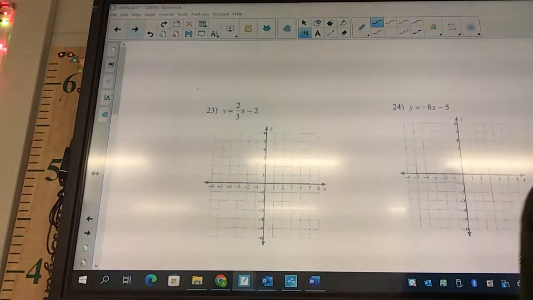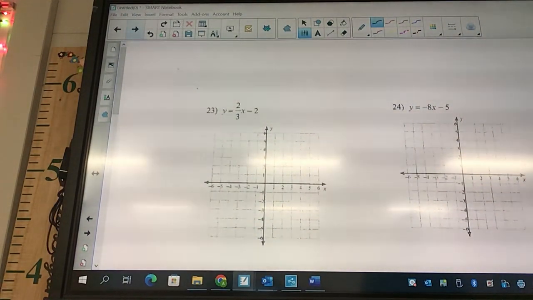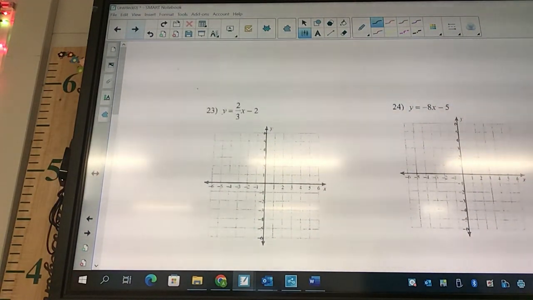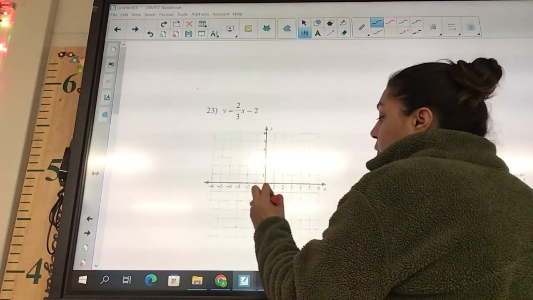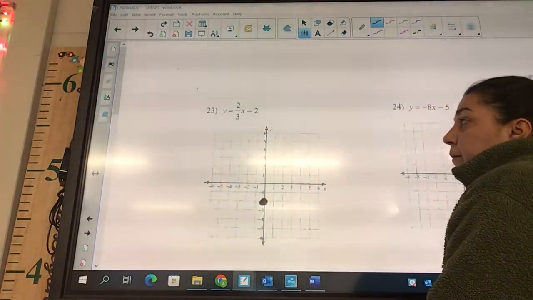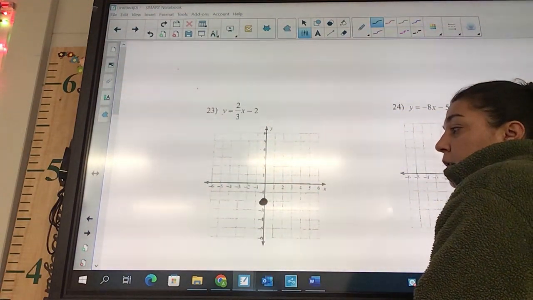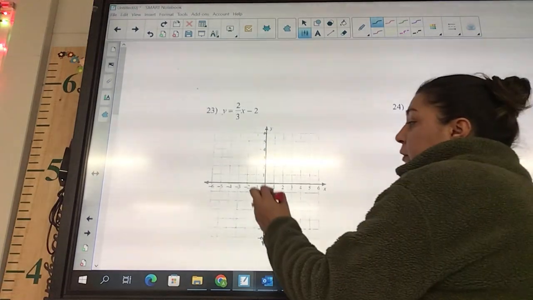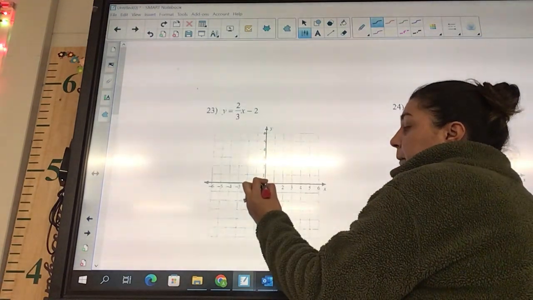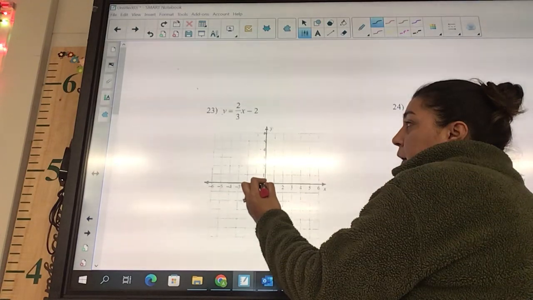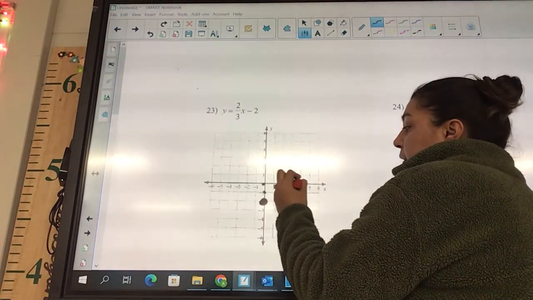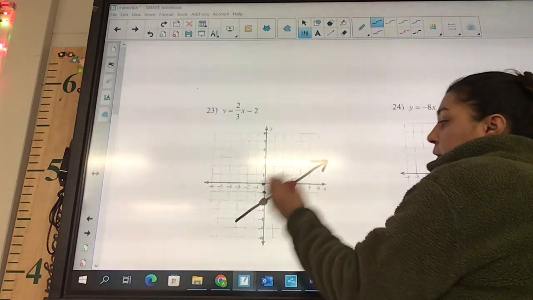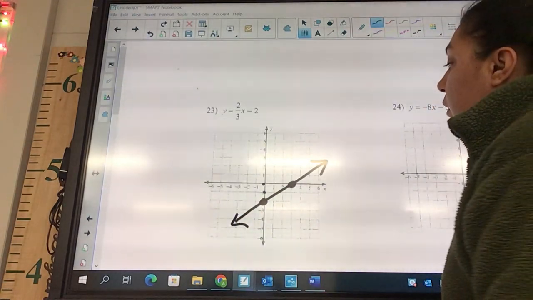Okay, 23 is the same thing. Where does this graph start? Negative 2. What is my slope? 2 over 3. So I'm going to go up 2 over 3. Which way? To the right. I need a positive line.